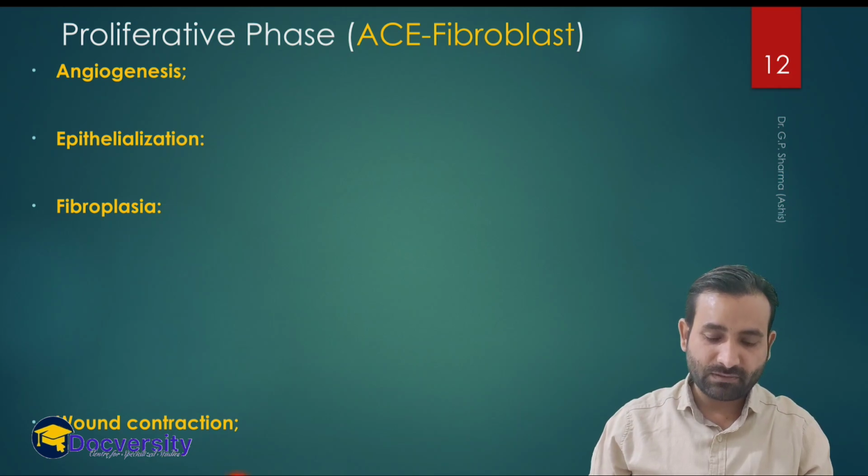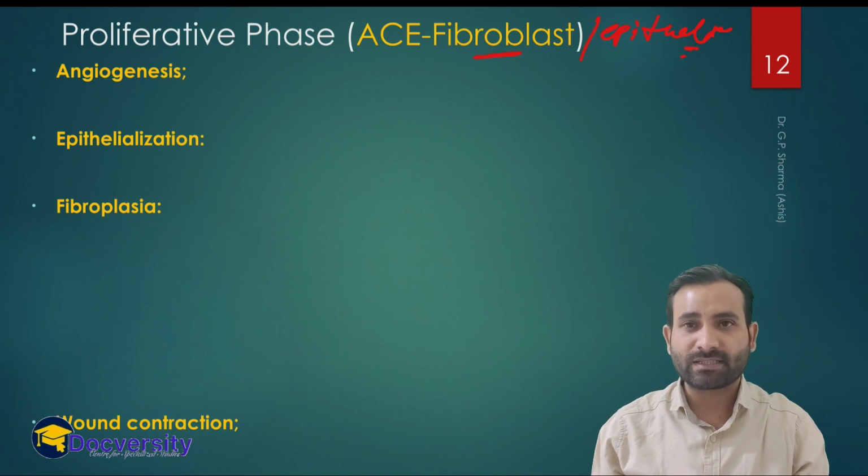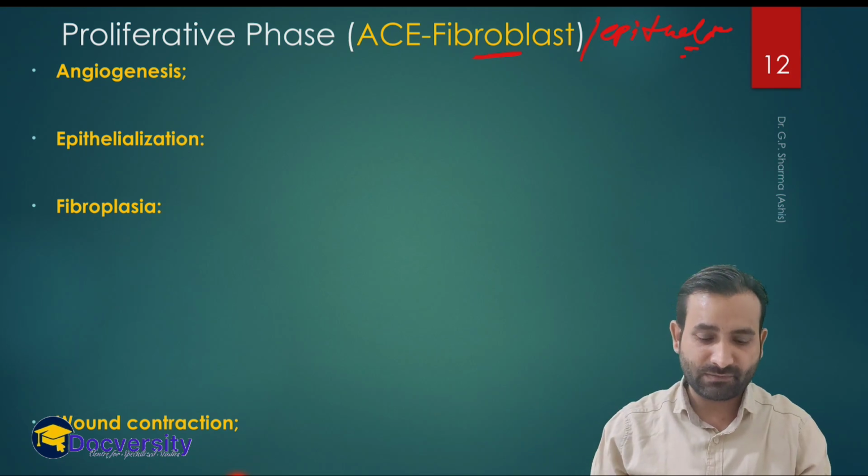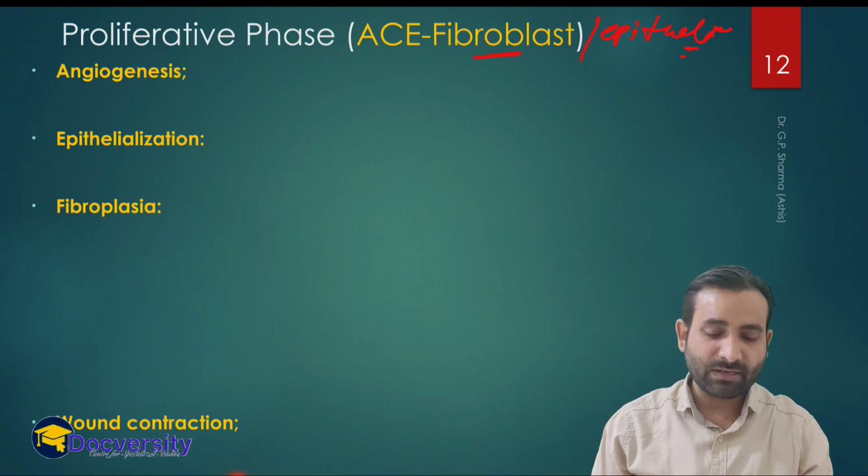What are the predominant cells in the proliferative phase? The fibroblast is the predominant cell. At the same time, the epithelial cells are the predominant cells. That's why we use the mnemonic ACE, the fibroblast, meaning stimulate the fibroblast, right? So what are those ACE for? A is for angiogenesis, C is for contraction, the wound contraction, E is for epithelialization, and you have the fibroblast as the fibroplasia, right?